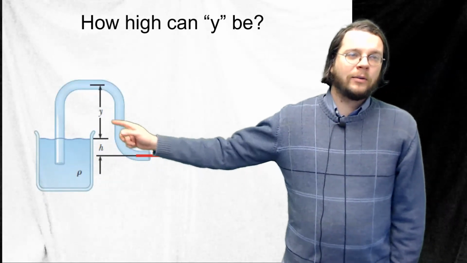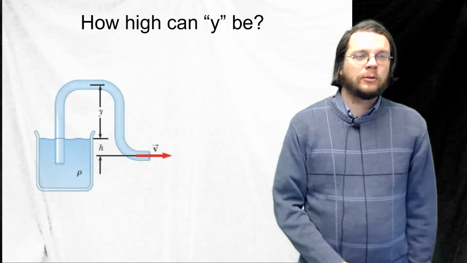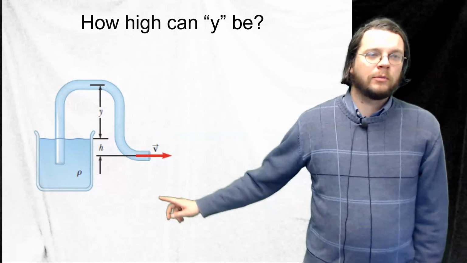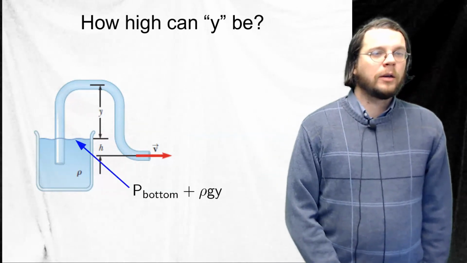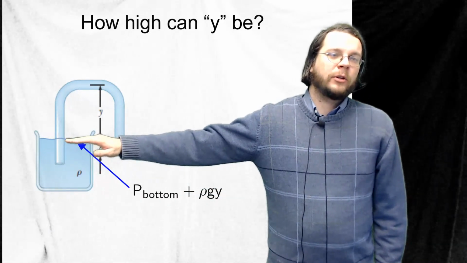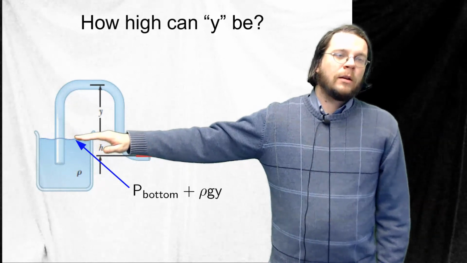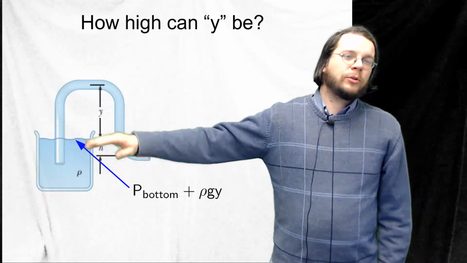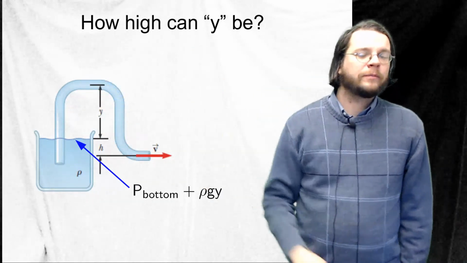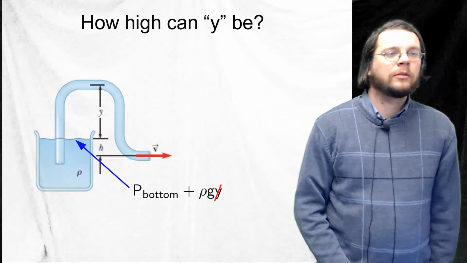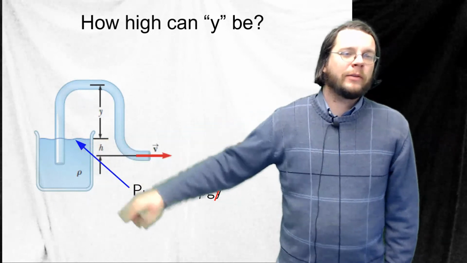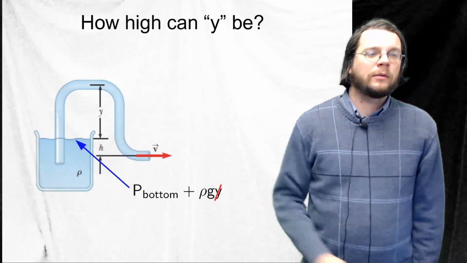So how high can Y be, this tube? And there's some speed here that the water is coming out, some density of the water. Well, the way to think about this is that we have atmospheric pressure here, which is going to push water up through this tube, but only so high. And so it can't push it above a certain level. And so here at the bottom, you just have atmospheric pressure. The height Y is 0.